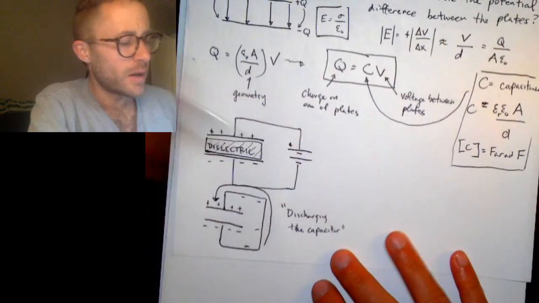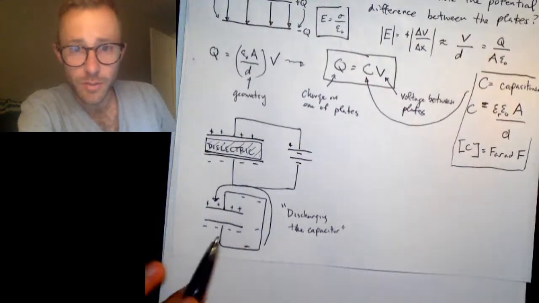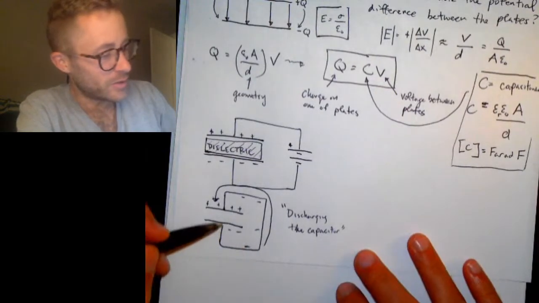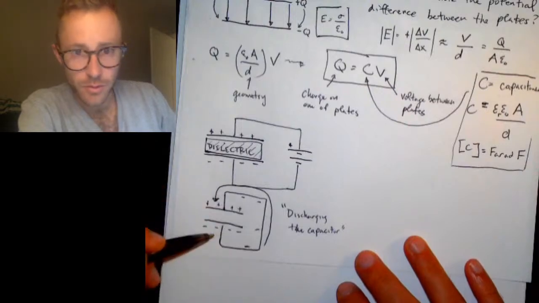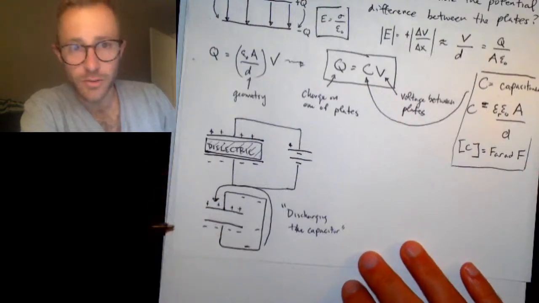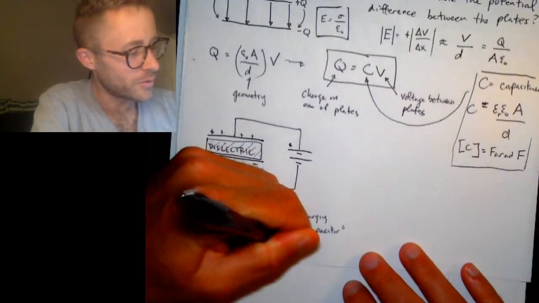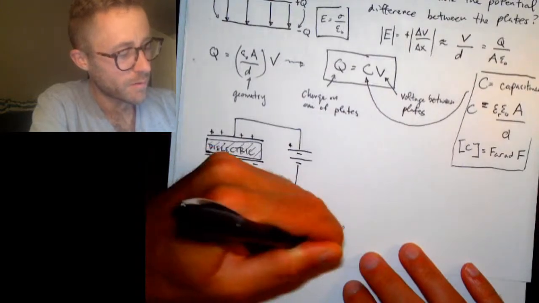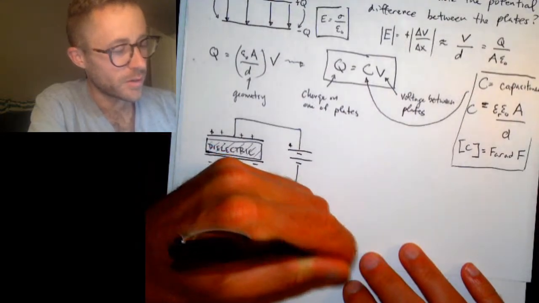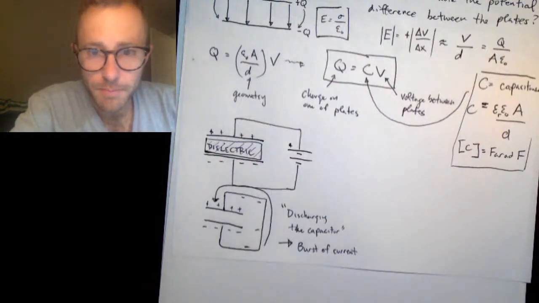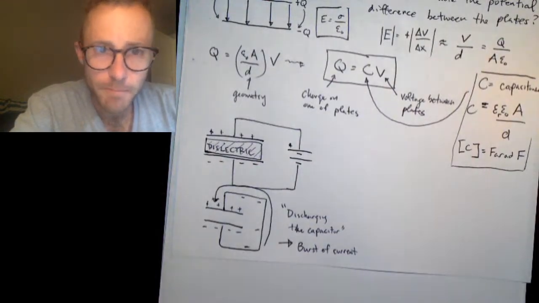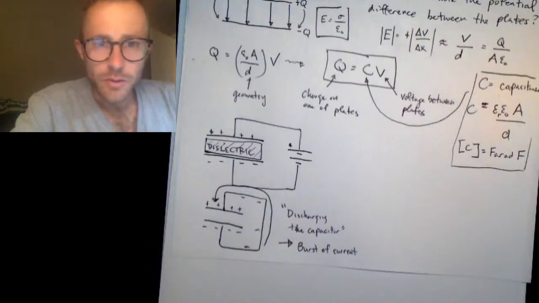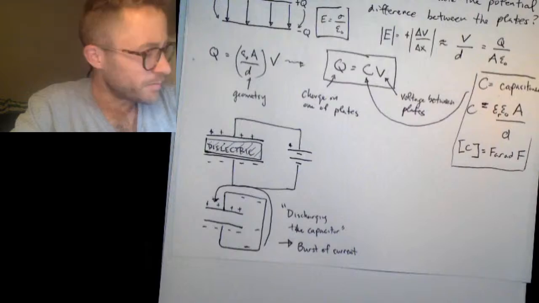All right, so when you discharge the capacitor, you can see that when you connect the two terminals of the capacitor, the charge is all of a sudden going to move. And so when you discharge the capacitor, you get a burst of current. That's from discharging the capacitor. So I think that's kind of interesting.